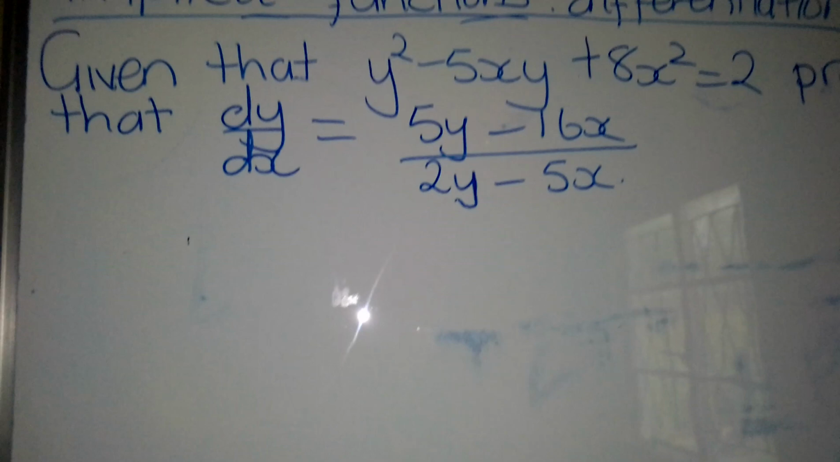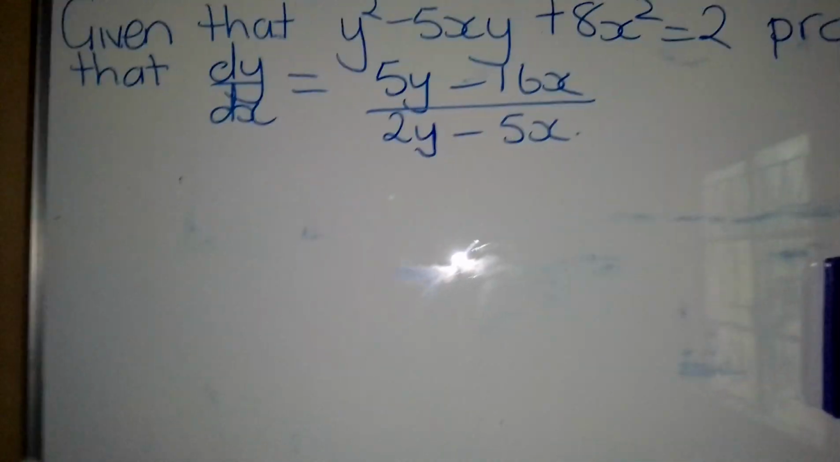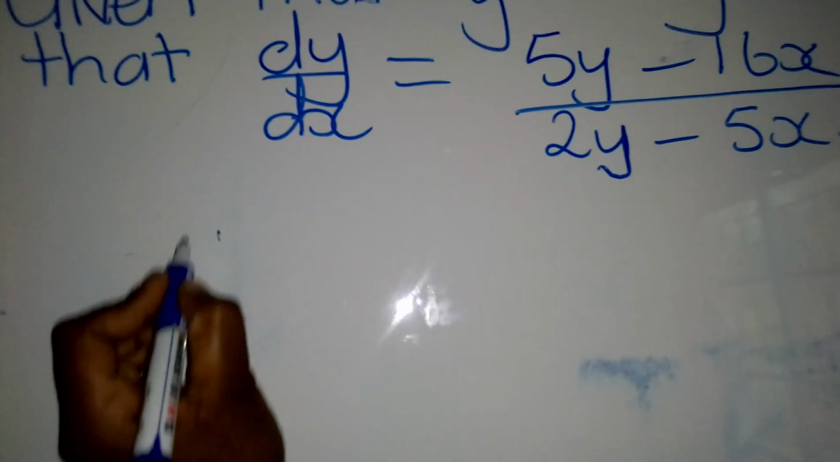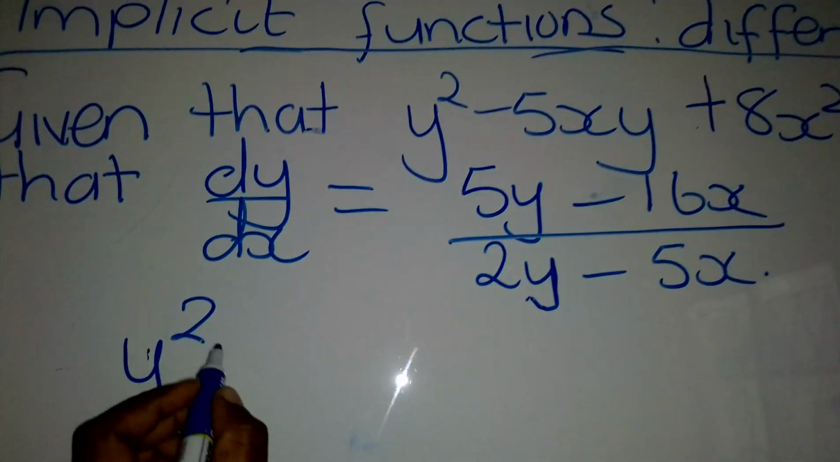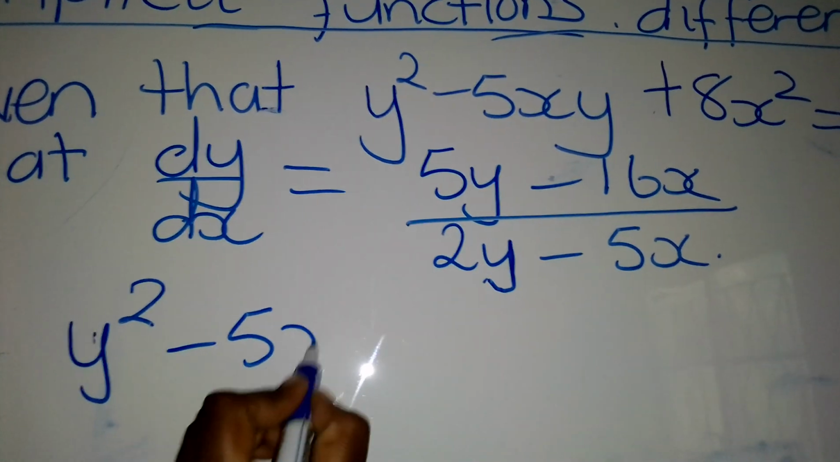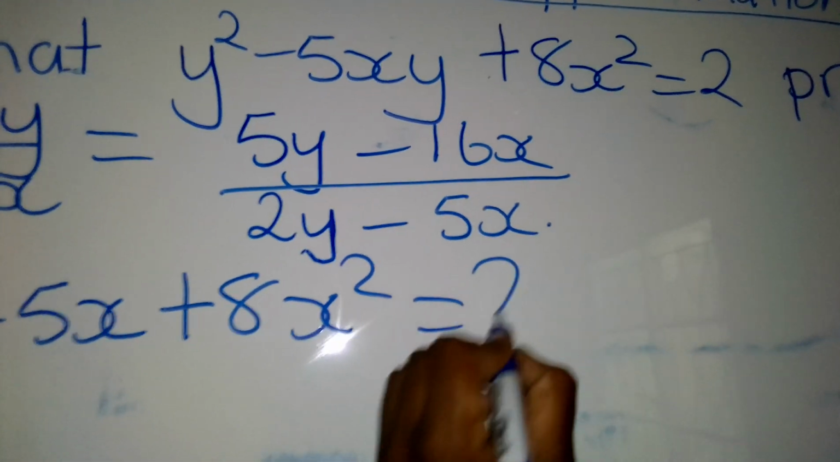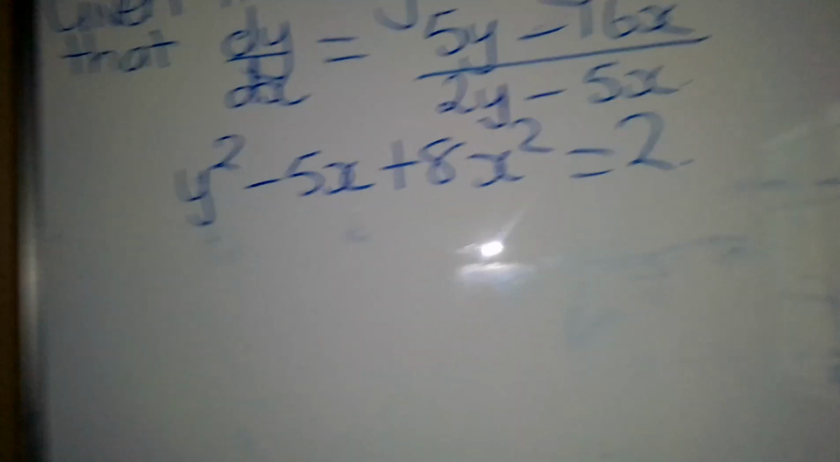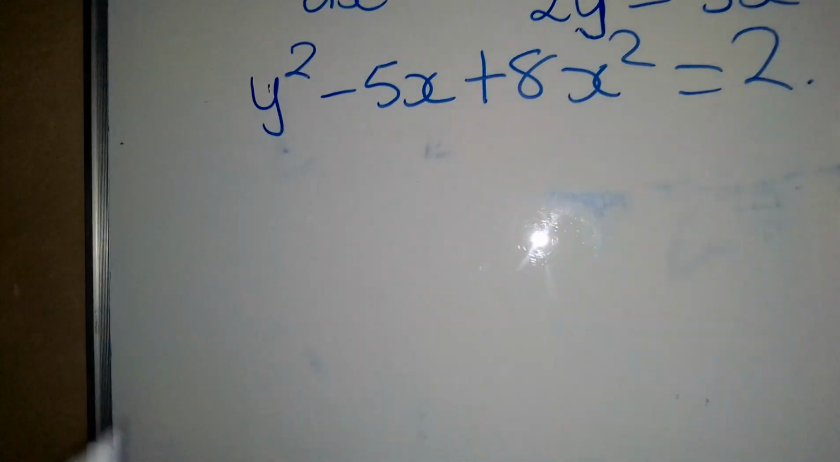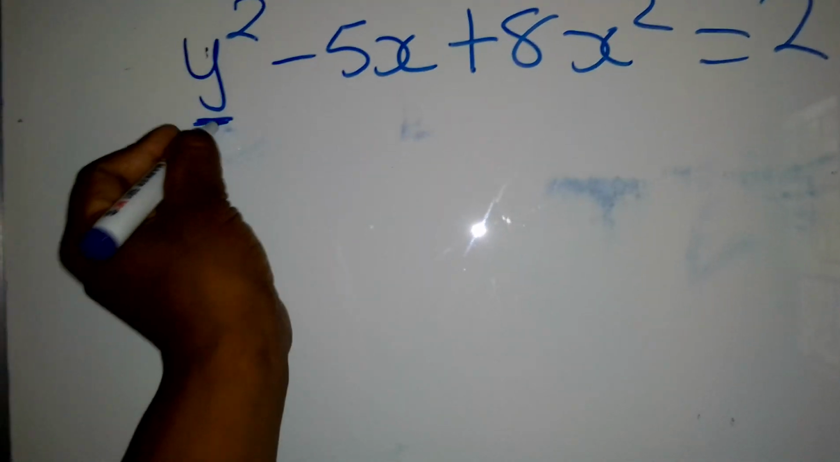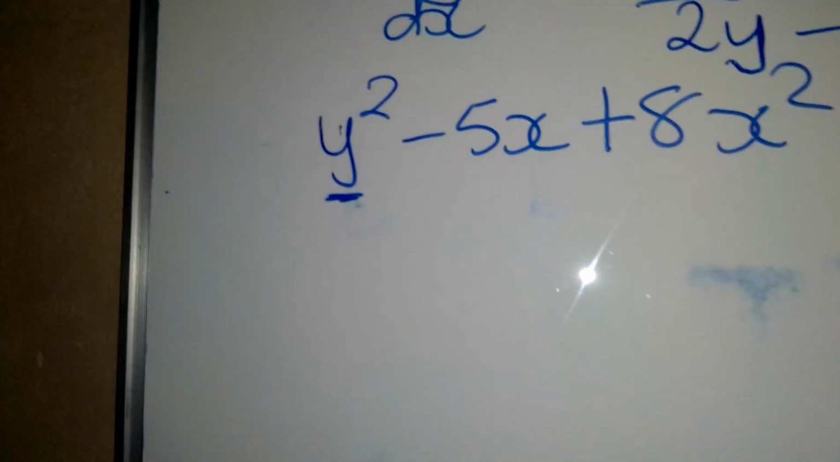So to differentiate that function with respect to x, we have y squared minus 5xy plus 8x squared is equal to 2. For this part, differentiating y squared with respect to x, let's assume it is a product. We use the product rule.